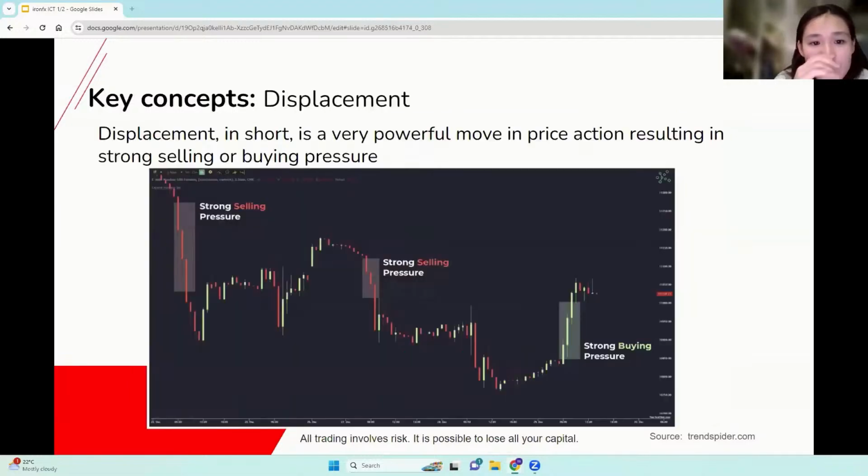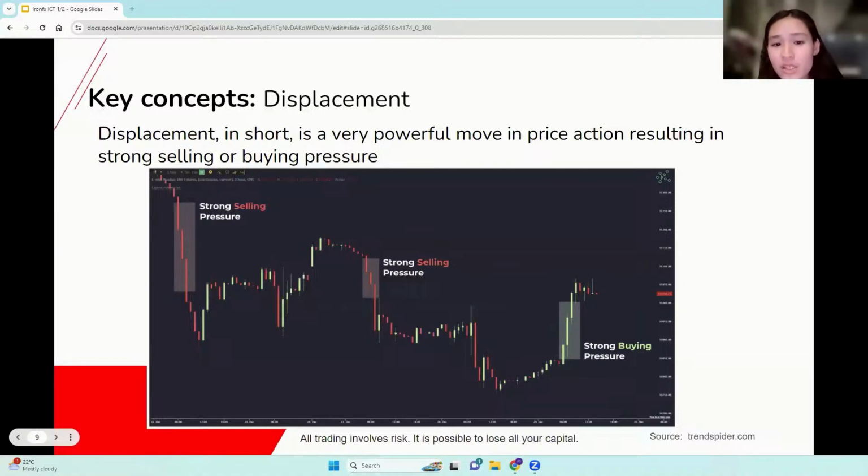Okay, next, let's look at displacement. Displacement, in short, is a very powerful move in price action, resulting in strong selling or buying pressure. Generally speaking, displacement will appear as a single candle or a group of candles that are all positioned in the same direction. These candles typically have large real bodies. You can see in the image here, strong selling pressure would look like these candlesticks, which have large real bodies and very short wicks, and that suggests there is very little disagreement between buyers and sellers. And if we are looking at strong buying pressure, like the one over here, similarly the body of the candlestick is long, whereas the candle wicks are pretty short.